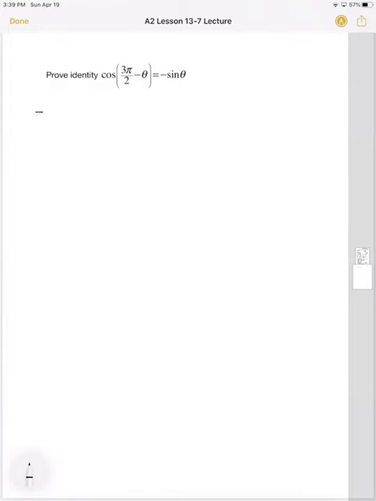So let's go ahead. And we know from our cosine of the difference of two angles, that's the fourth formula, that the cosine, and this can be your alpha minus beta, okay? We're going to take the cosine first of the alpha angle, 3 pi over 2, and multiply it by the cosine of the beta angle, which is theta. And we add to that the sine of the alpha angle, 3 pi over 2, times the sine of the beta angle, which happens to be theta.